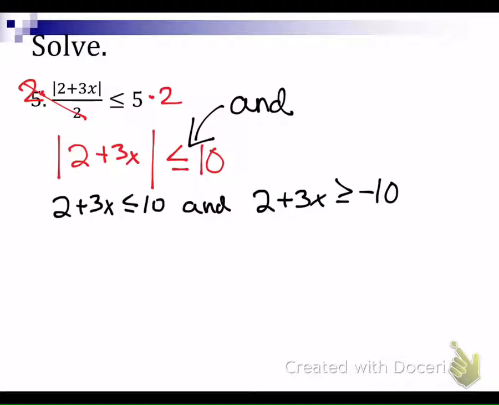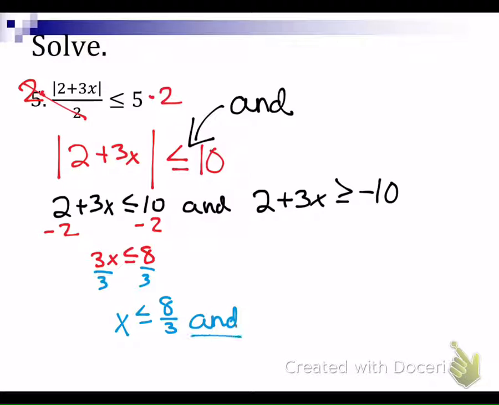All right, power through these. Yeah, minus 2 minus 2. 3x less than or equal to 8. Divide 3, divide 3. x is less than or equal to 8/3. And minus 2 minus 2. 3x greater than or equal to negative 12. Divide, divide. x greater than or equal to negative 4.